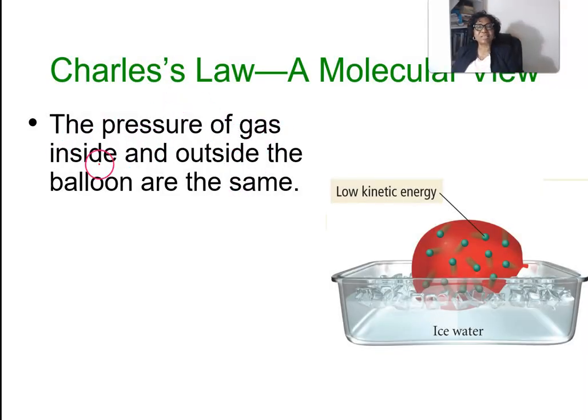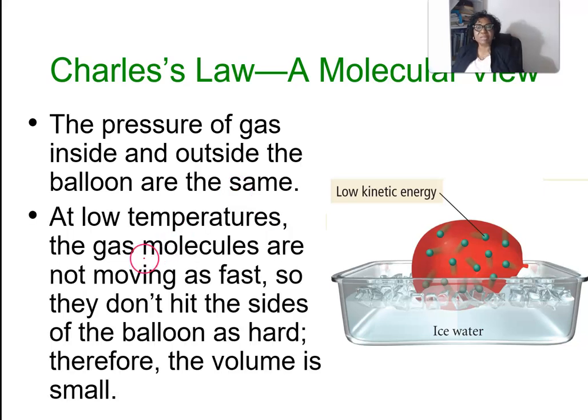So the pressure of a gas inside and outside the balloon are the same. But at low temperatures, the gas molecules are not moving as fast, so they don't hit the sides of the balloon as hard. Therefore, the volume is small. So that's kinetic energy, this is ice. The volume becomes small because the particles are not moving as much, because the temperature is cold. So it makes the balloon shrink.